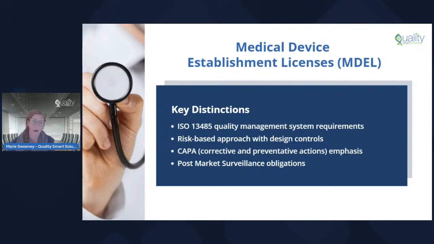So next, at a very high level, medical devices. If you do have additional questions about medical devices, let me know and we'll forward you on to the appropriate people. But the key distinctions when looking at a medical device over NHP site licensing and drug establishment licenses are the requirements for ISO 13485, which is a quality management system, adoption of a risk-based approach and integrating that into your design controls. There's an emphasis on CAPA, which is corrective and preventative actions. And then you have obligations related to post-market surveillance.